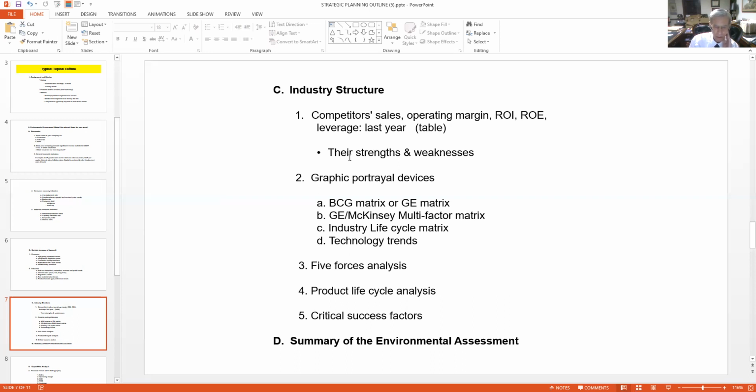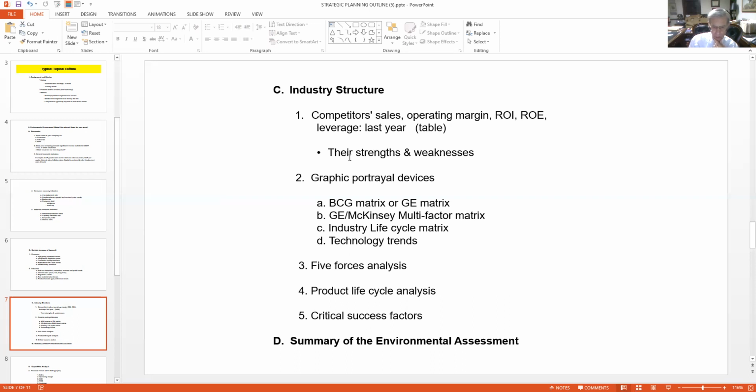Okay, and then from Business 670, you surely recognize all the terms in number 2 on this slide, the BCG matrix or the GE multi-factor matrix. Each one accomplishes pretty much the same thing. The GE multi-factor matrix, life cycle matrix, and technology trends, you can present those graphically just in a bullet chart. 5 forces analysis to get a handle on the profit potential of the industry.